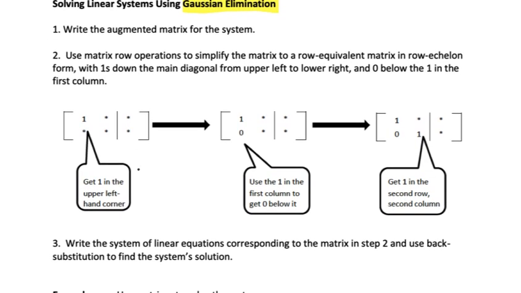Now, when we do this, we always start with getting 1 in the upper left-hand corner. Then we use the 1 in the first column to get 0 below it, and then we get 1 in the second row, second column. It's important that you always go in this order when you're doing this, otherwise you could end up undoing steps that you already did.